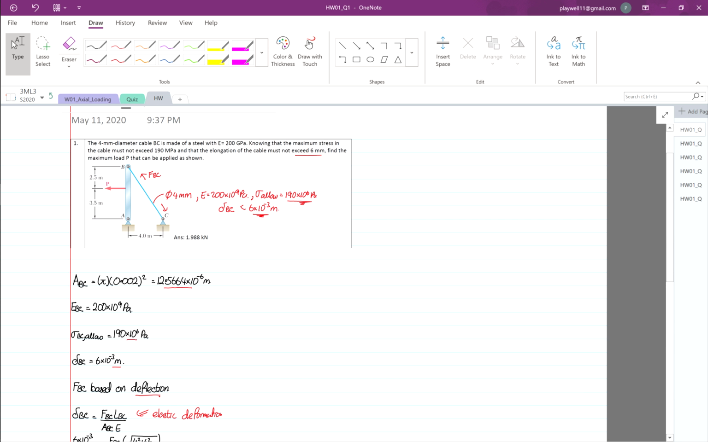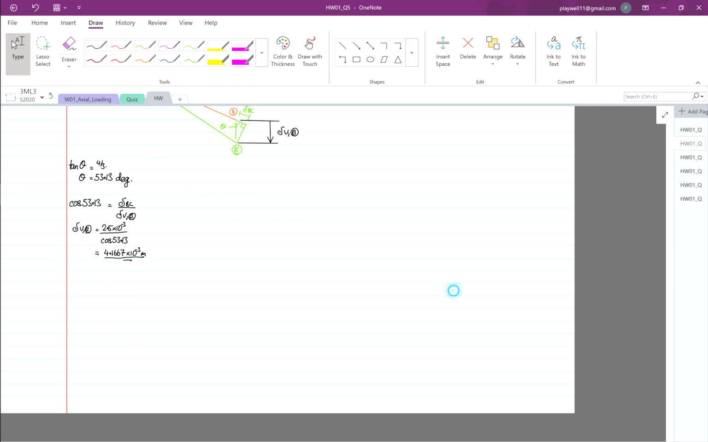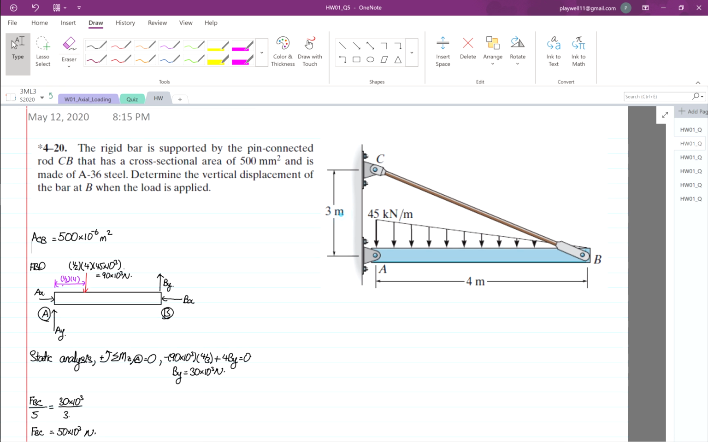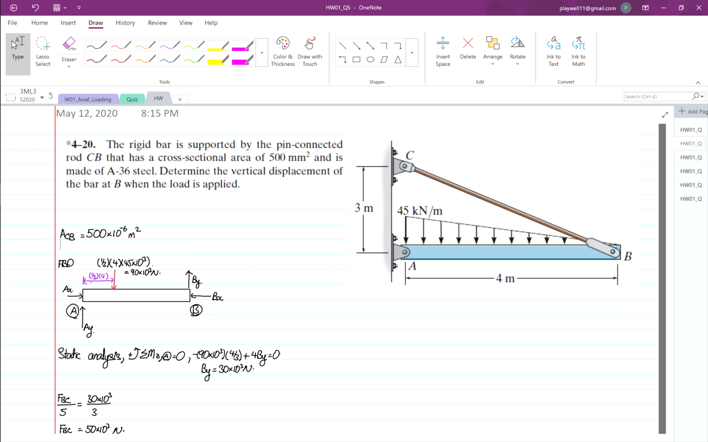So if we go into question number 2, a rigid bar is supported by the pin. Rod CB has a cross-sectional area of 500 millimeters squared, and is made of steel A.